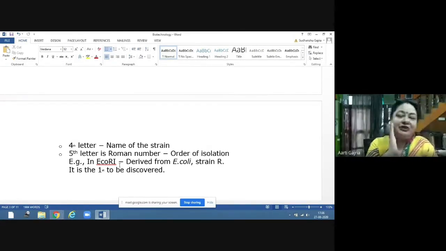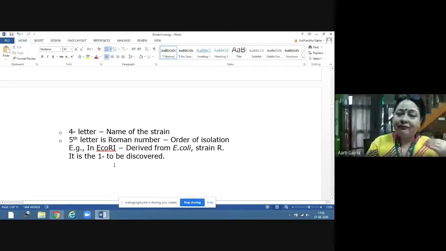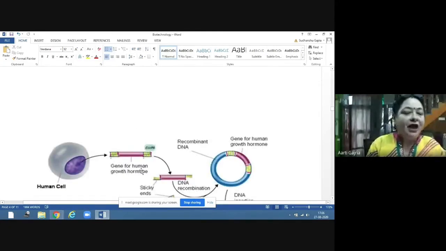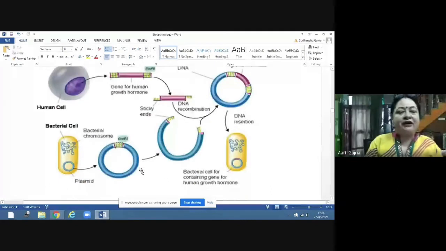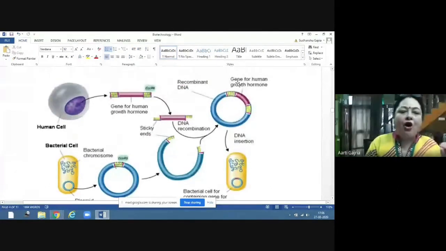The species is coli. The strain is R. And it was the first to be discovered. So the name is Eco R1. This is naming. Now see this diagram. This diagram also explains how recombinant DNA technology is working.